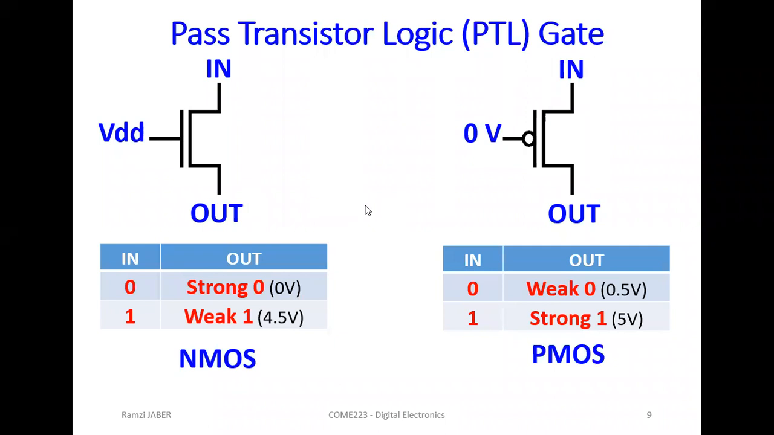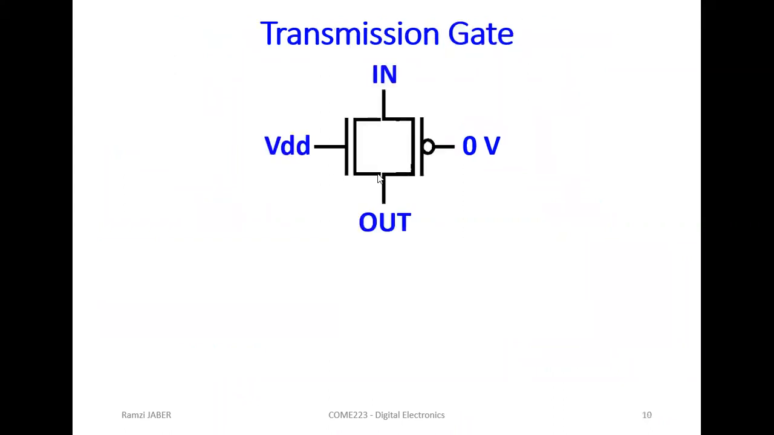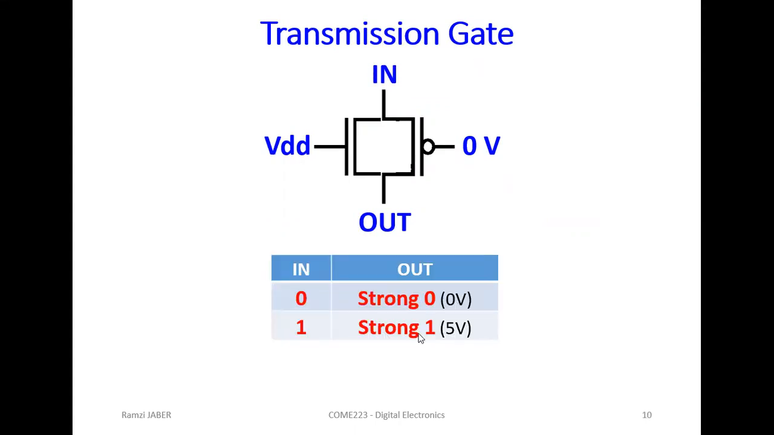The disadvantage of the PTL gate is that the output, with the input in some states, is weak. So we combine them together, put them in parallel, and rename it the transmission gate, to be always strong 0 and strong 1. But this transmission gate will be always on: on the N channel we always put high voltage, on the P channel we always put low voltage. Okay?